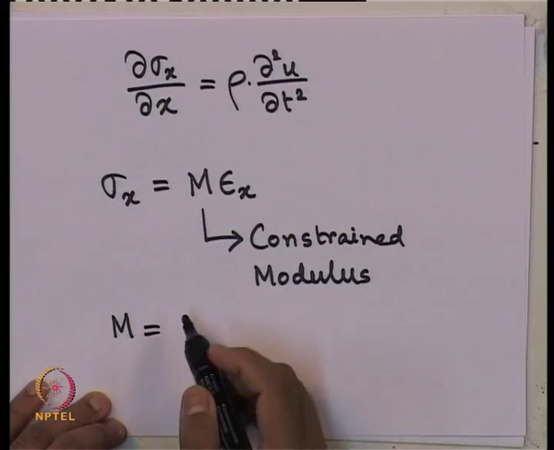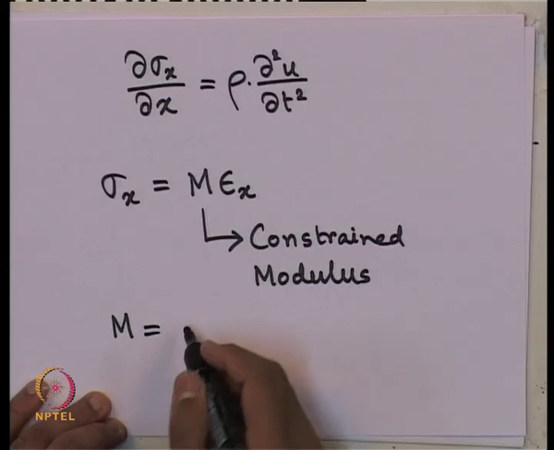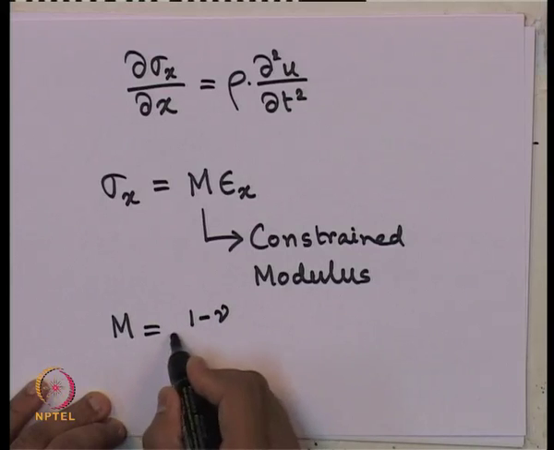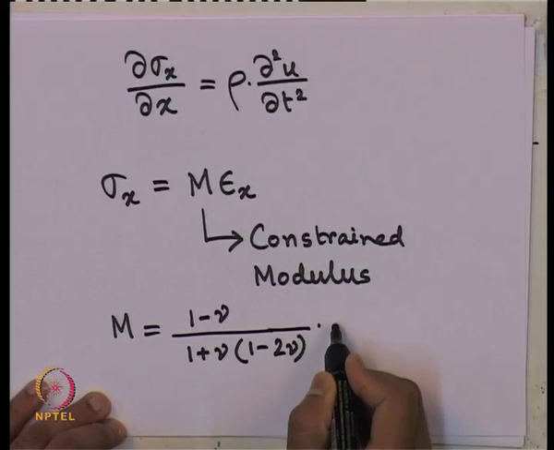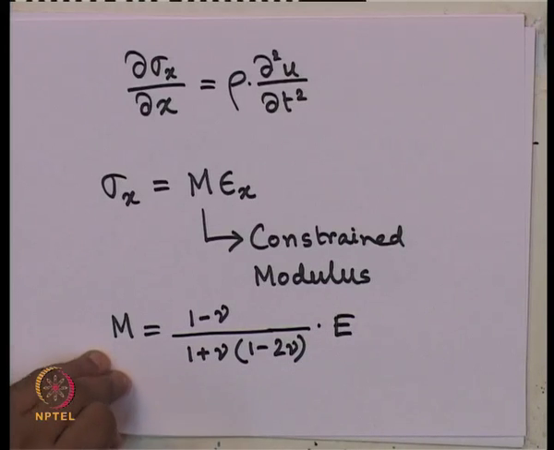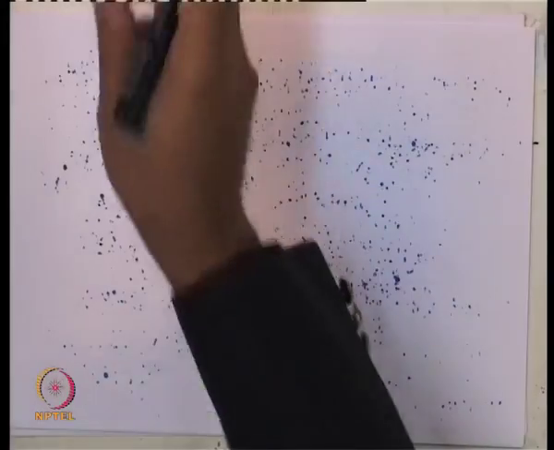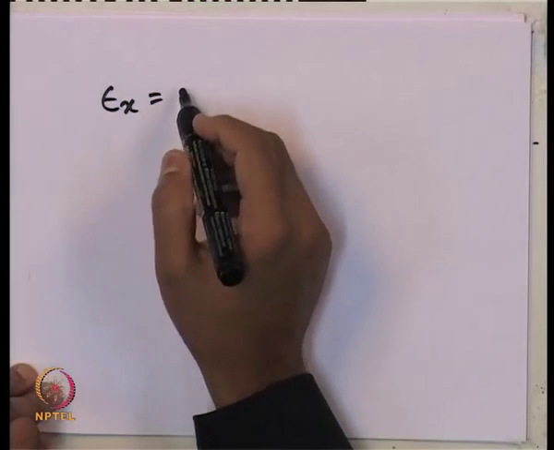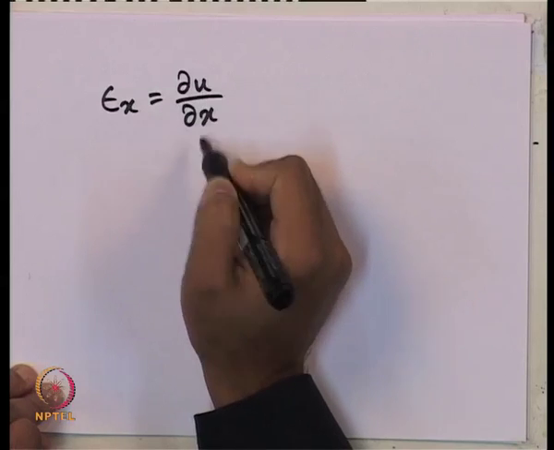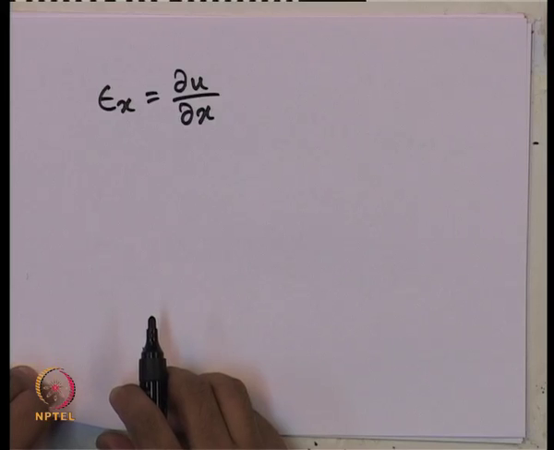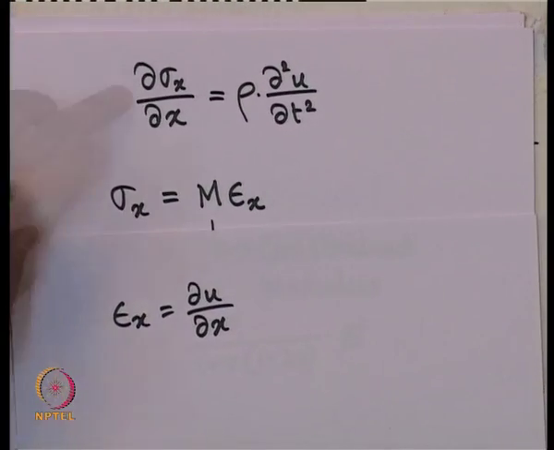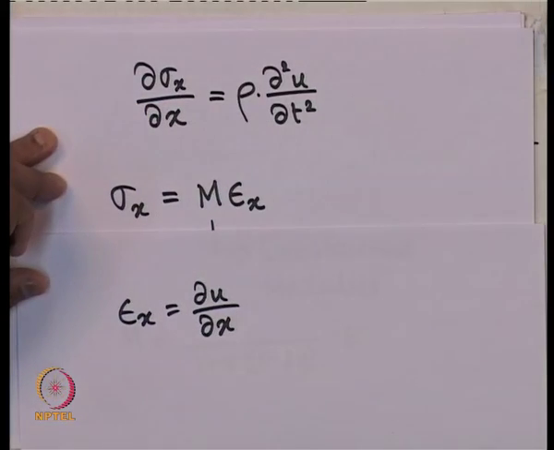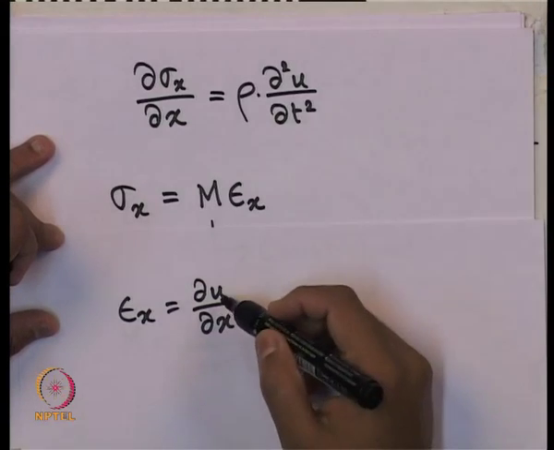M is given, in terms of E, as (1 minus mu) by (1 plus mu) into (1 minus 2 mu) times E. So, that is the expression for constraint modulus, and the strain, we know strain epsilon x is given as del u by del x, because u is the movement and x is the direction we are considering. So, if we put these expressions in our first equation, that is del sigma x by del x equals to rho times del 2 u by del t square, what we can get in terms of these two?